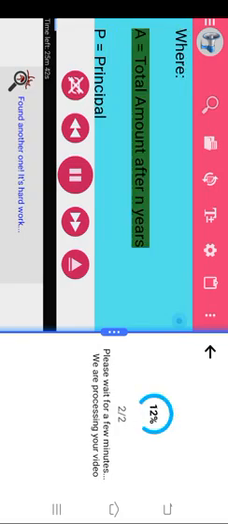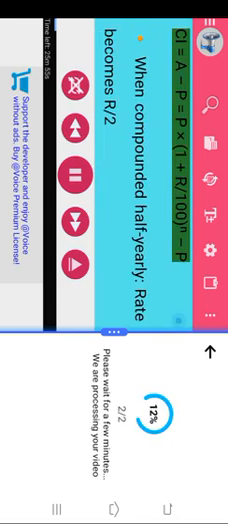Where A equals total amount after N years, P equals principal, R equals rate of interest percent, N equals time in years. Then CI equals A minus P, which equals P times (1 plus R over 100) to the power of N, minus P.